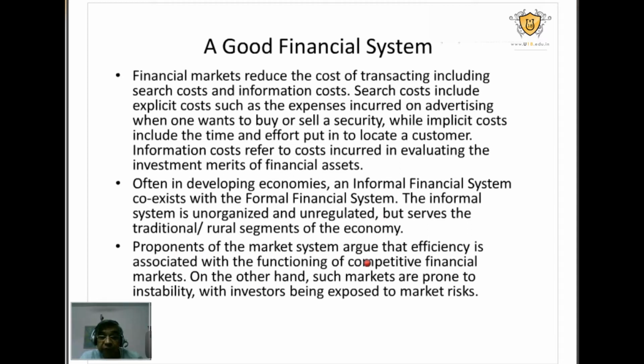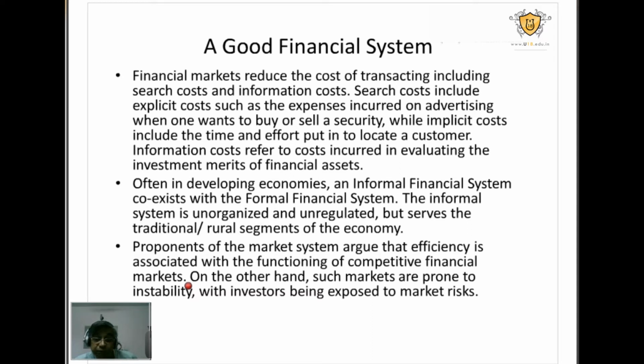Finally, proponents of the financial market system argue that efficiency is associated with the functioning of competitive financial markets. This is becoming a big issue of controversy, because today people can access funds globally. Similarly, global fund managers can invest or take out money freely. This is giving us access to international funds from a much larger group.